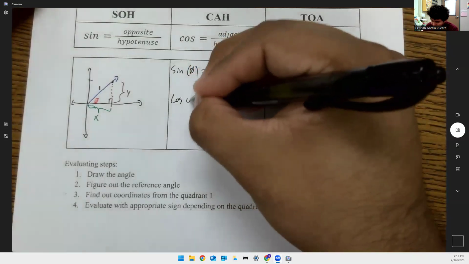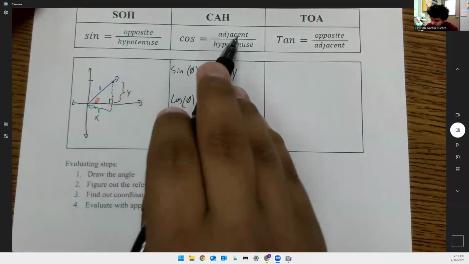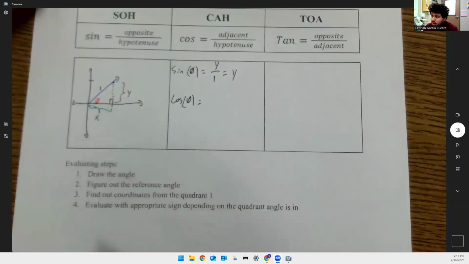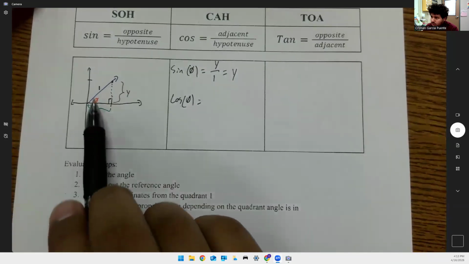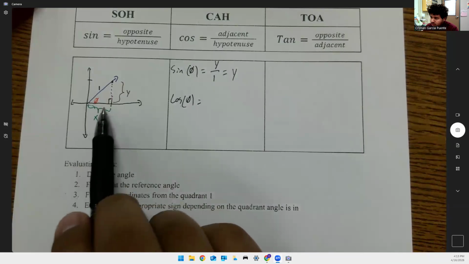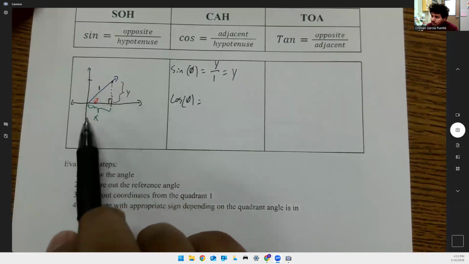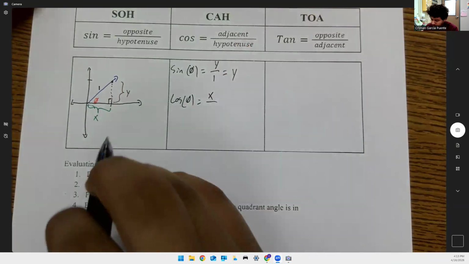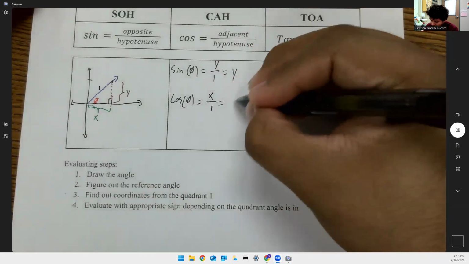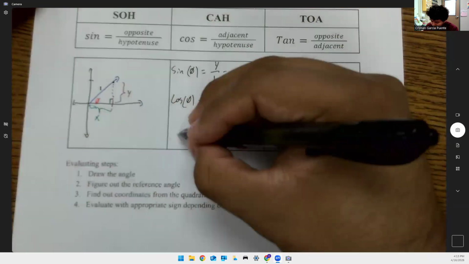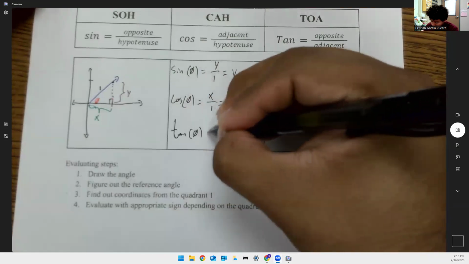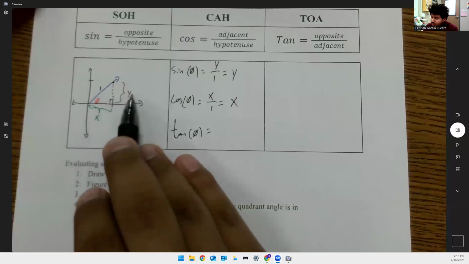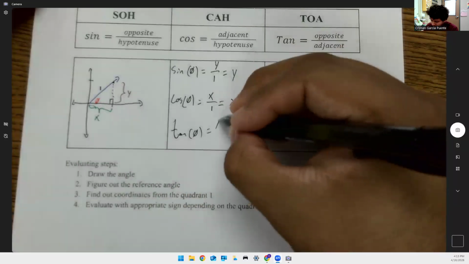Now we're going to do the same thing with cosine of theta. So your cosine is equal to adjacent over hypotenuse. The adjacent side is the side that's touching your angle that is not the hypotenuse. So over here, this is your angle. This is your hypotenuse. And the other side is this one. And this is the only side that's touching it that is not the hypotenuse. And the value of this side is x. So it's going to be x divided by our hypotenuse, which is 1. And x divided by 1 is just x. Now your tangent of theta is just equal to opposite over adjacent. The opposite side is again the y and the adjacent is the x. So it's going to be y over x.